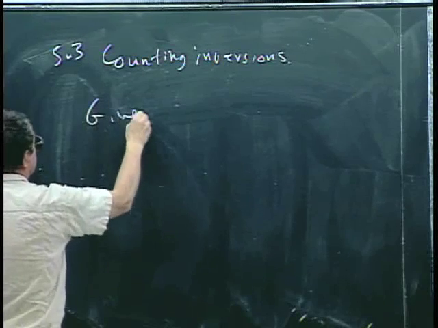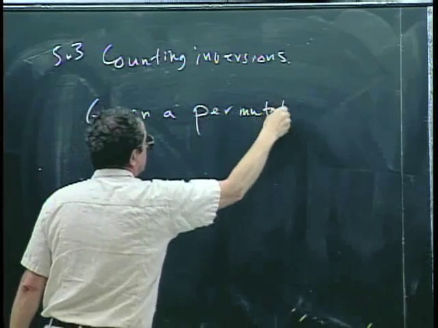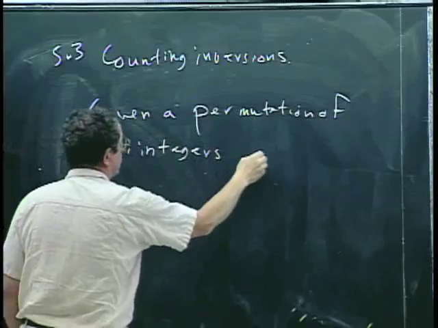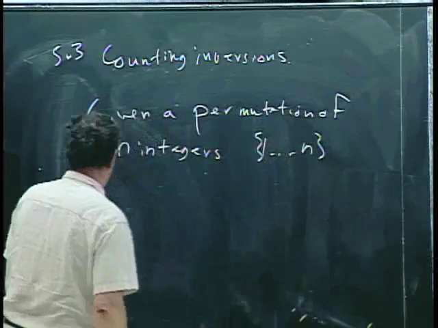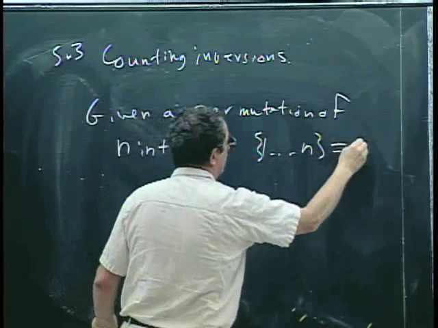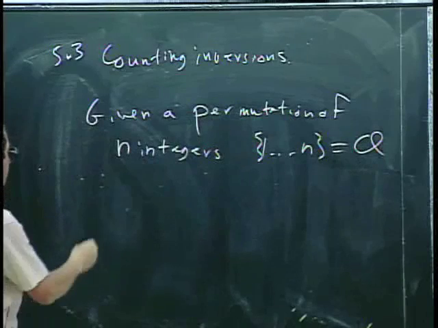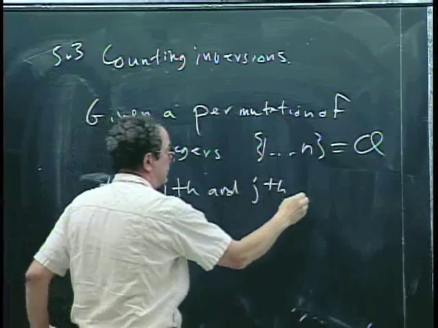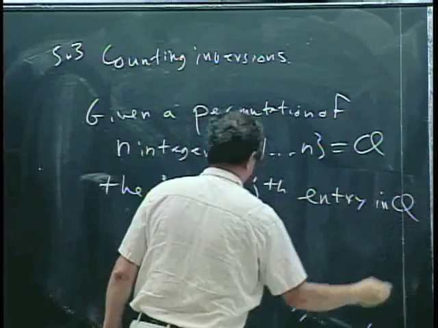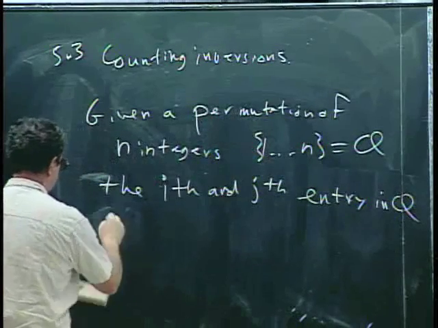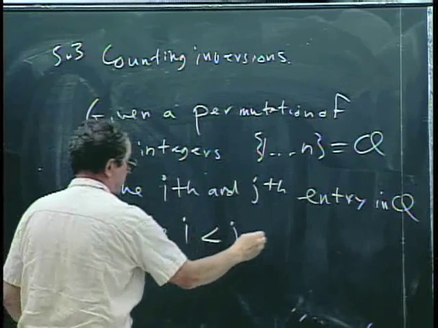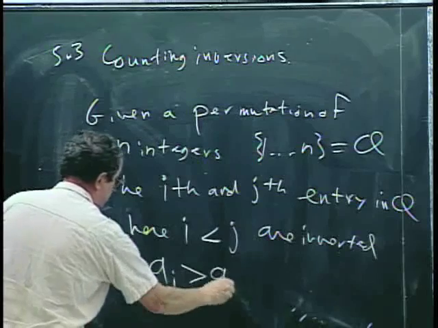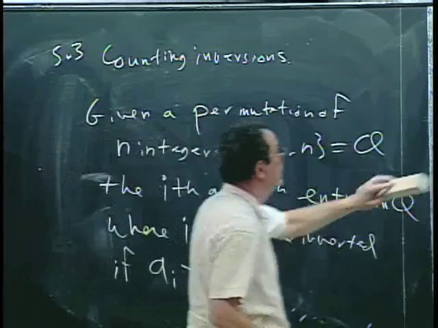Well, first of all, we're given a permutation of n integers, that is the numbers 1 through n, some permutation of that, and I'll call that permutation script A. The ith and jth entries in A, where i is less than j, are inverted if A_i is greater than A_j. So let me give you an example of that.